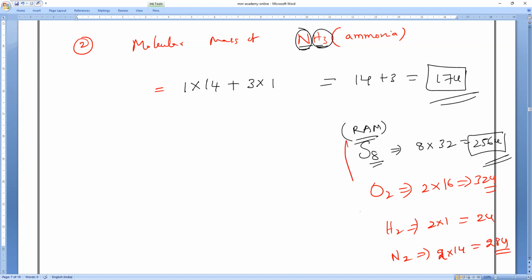Do you understand it? This is what a molecule of an element is. With our RMM, we can find the molecular mass or atomic mass of elements, and of compounds also. Both use the same formula. Okay?